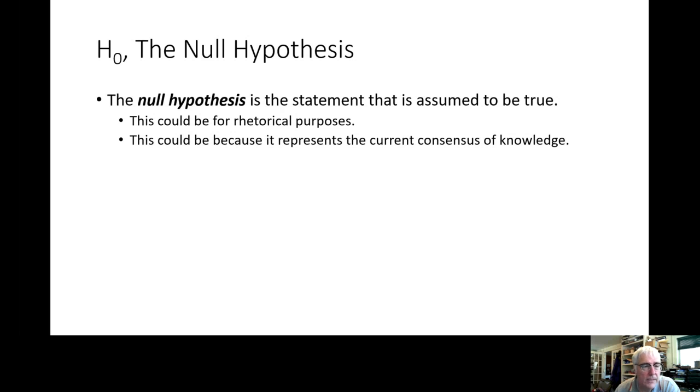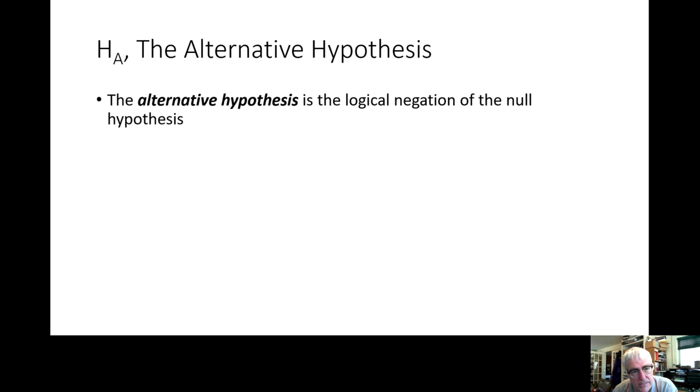H naught, this H sub 0, we pronounce it H naught, stands for the null hypothesis. The null hypothesis is the statement that is assumed to be true. We could be assuming it's true for rhetorical purposes, or we could be assuming it is true because it represents the current consensus of knowledge. H sub A is the alternative hypothesis, and it's simply the logical negation of the null hypothesis.